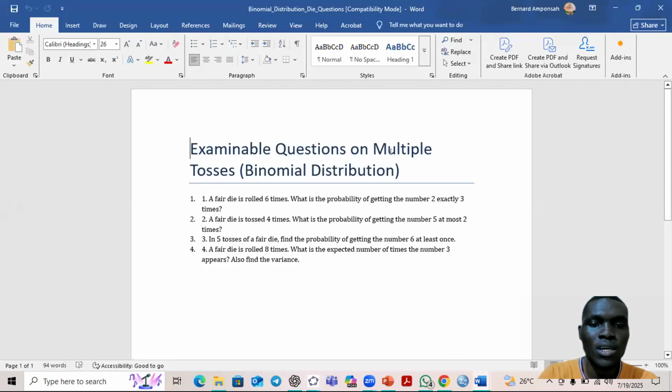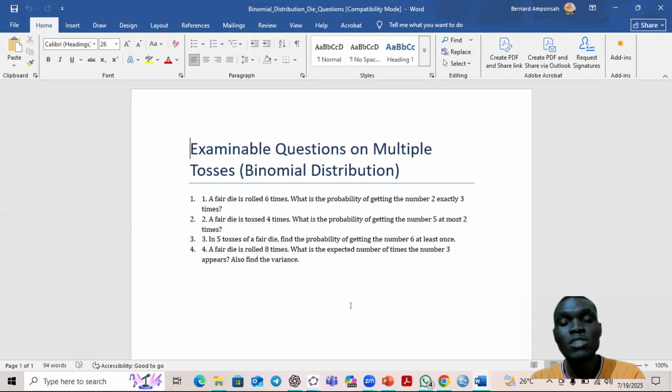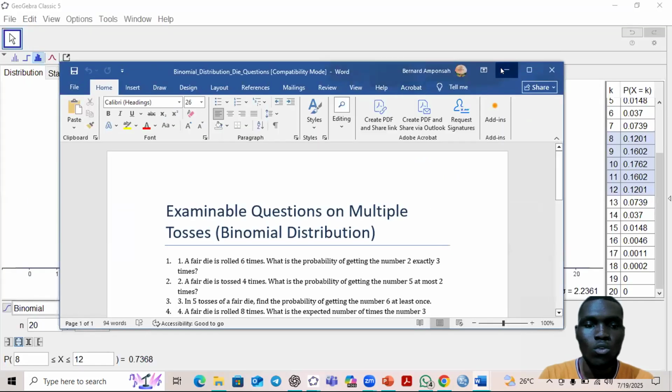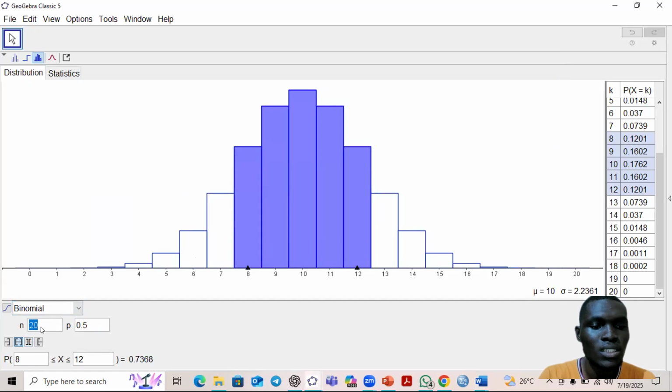A die is rolled 6 times. Now we know a die has 6 possibilities, in the sense that you can get 1, 2, 3, 4, 5, 6. And in this case, it is rolled 6 times. So our n here will be 6 because it is rolled 6 times.